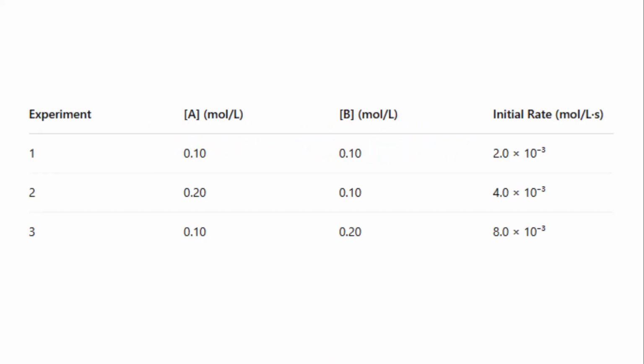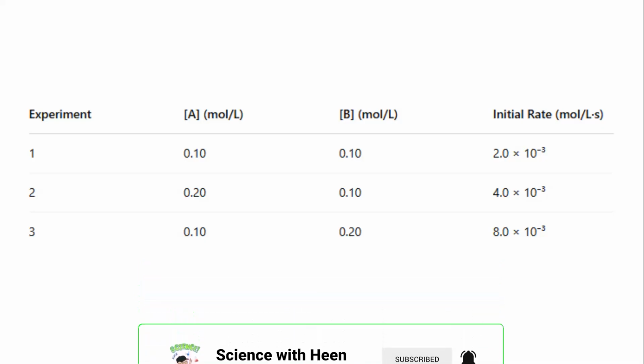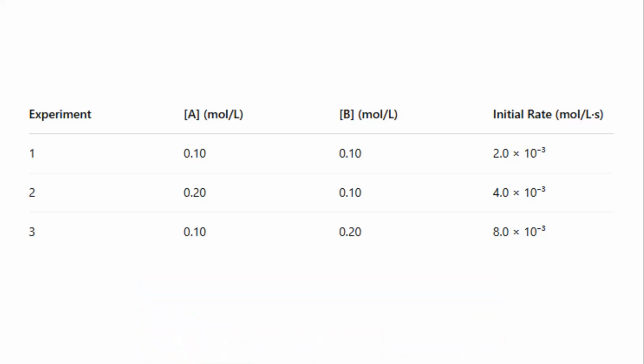We can see in the first experiment, the concentration of A was 0.1 molar. The concentration of B was also 0.1 molar. And the initial rate of that reaction was 2 × 10^-3 mole per litre second. Now, if we look at experiment 2, we can see the concentration of B was kept constant, but the concentration of A was doubled. Now, this has affected the initial reaction rate. Now we're looking at 4 × 10^-3 mole per litre second.